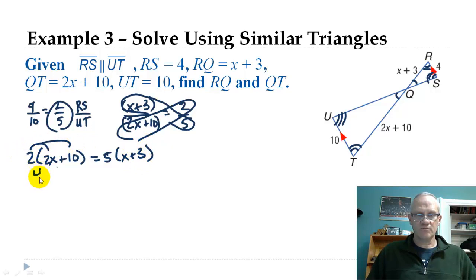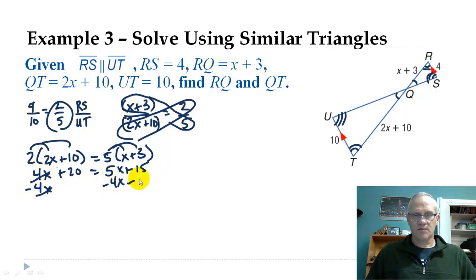Distribute the 2: 4x plus 20. Distribute the 5: 5x plus 15. I'm going to go minus 4x and then minus 15. And so we have x is 5. Yay! But that's not what we're trying to find out.